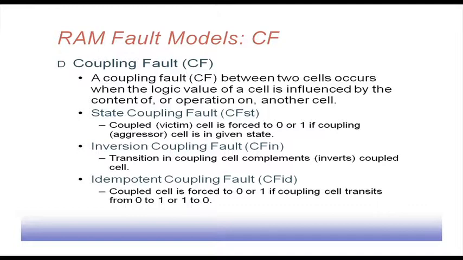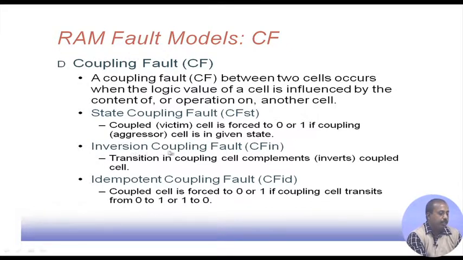Similarly, I want to make a transition on a particular cell that affects one of its neighbors. That is also a coupling fault. So, we have the state coupling fault. The coupled cell is forced to 0 or 1 if the coupling cell is in a given state. The coupled cell is the victim cell and the coupling cell is the aggressor cell. So, we are trying to put a 0 in the aggressor and the victim also gets a 0, or we are trying to put a 1 in the aggressor and the victim also gets a 0. This is called the state coupling fault, or CFST.